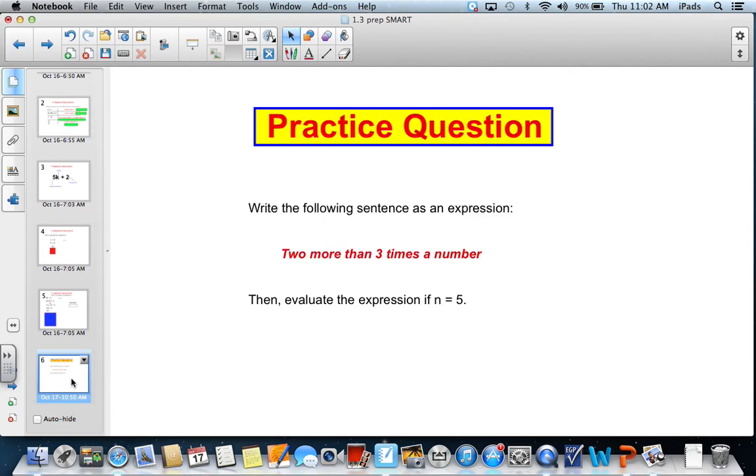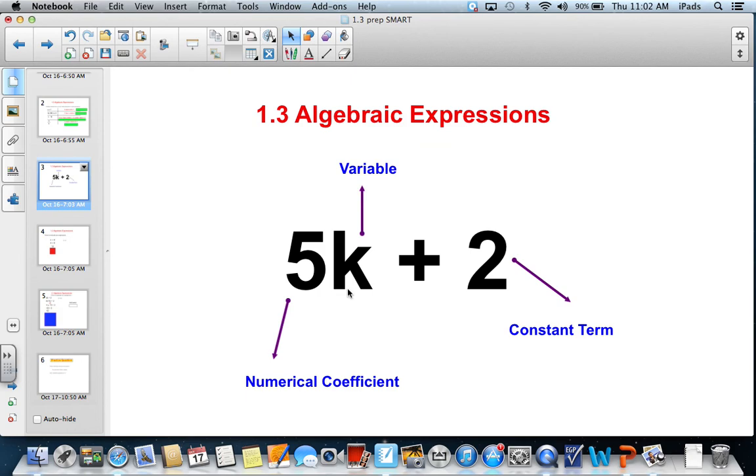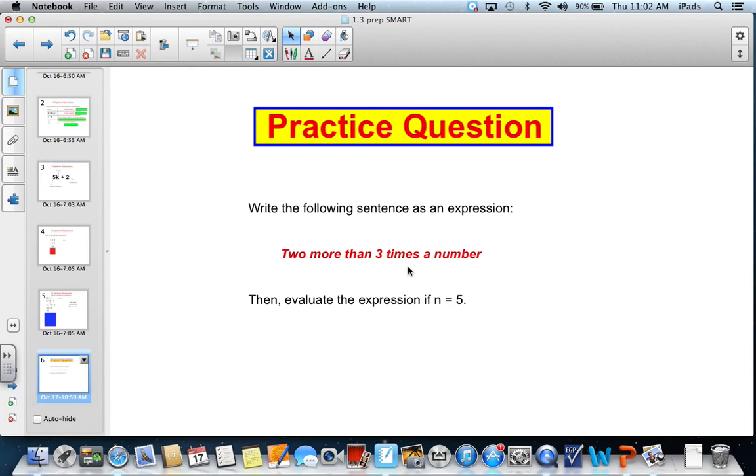So here's your practice question. I want you to write the following sentence as an expression, and then I want you to evaluate the expression as if n equaled 5. So, 2 more than 3 times a number. I want you to write this sentence like an expression, like we have this one here: 2 more than 5 times a number. 2 more than 3 times a number. And then once you've written that expression, I want you to evaluate that expression as if n equaled 5.